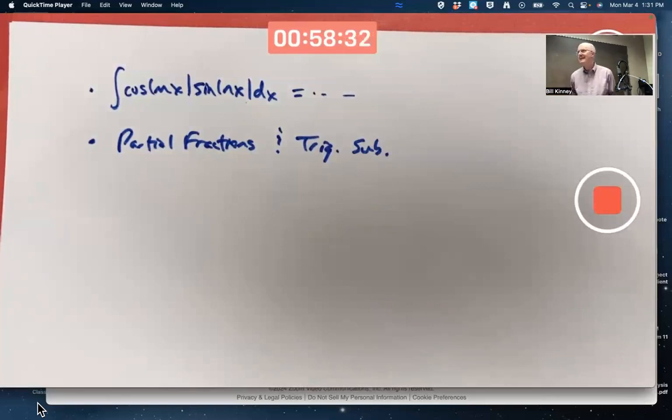Certainly you should know cos squared plus sine squared equals 1. I'll decide by tomorrow morning whether you need to know them or not. I'll write the exam by tomorrow morning.